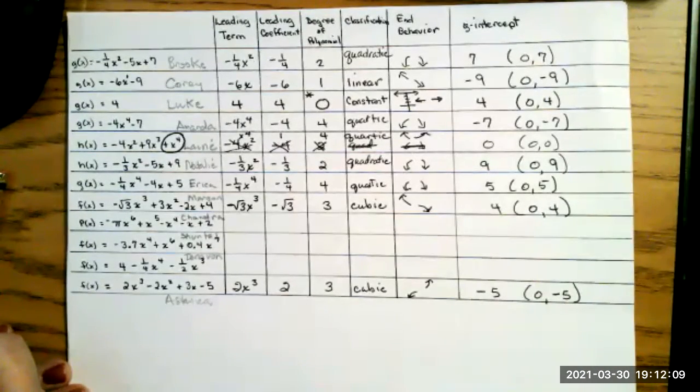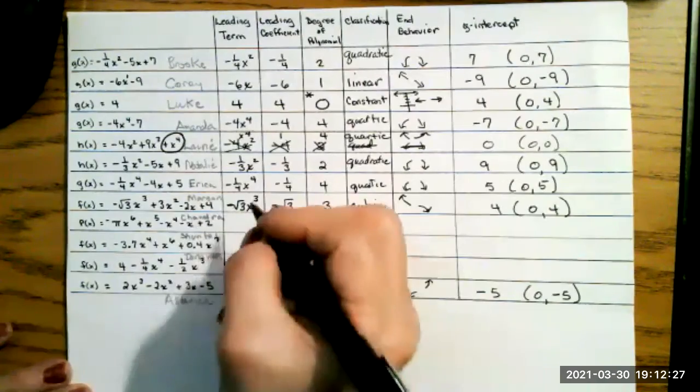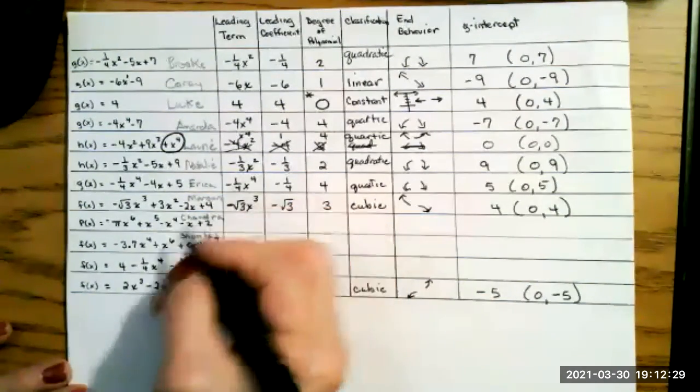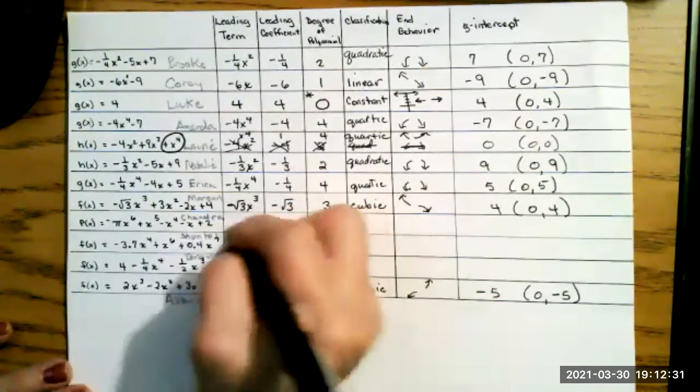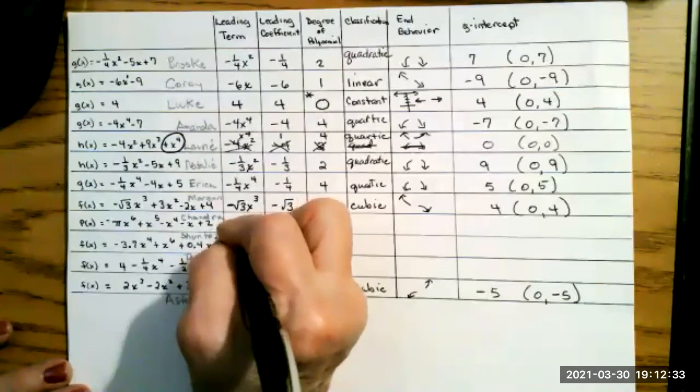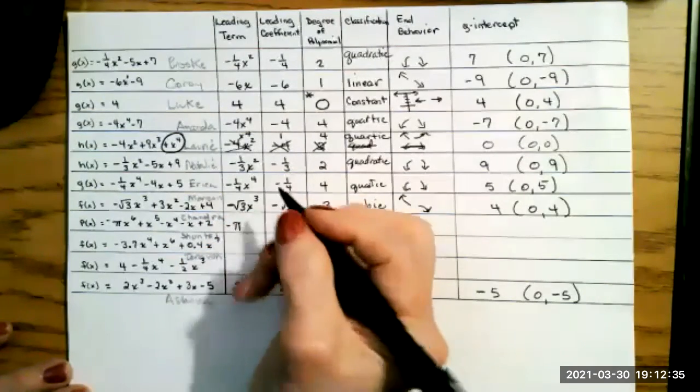Okay, let's see. Chandra? I was confused about this. So I know pi is 3.14, so would it be negative 3.14? You don't have to put the 3.14 in there. You just have to put the pi. Okay, I didn't know. You know, math can be tricky.